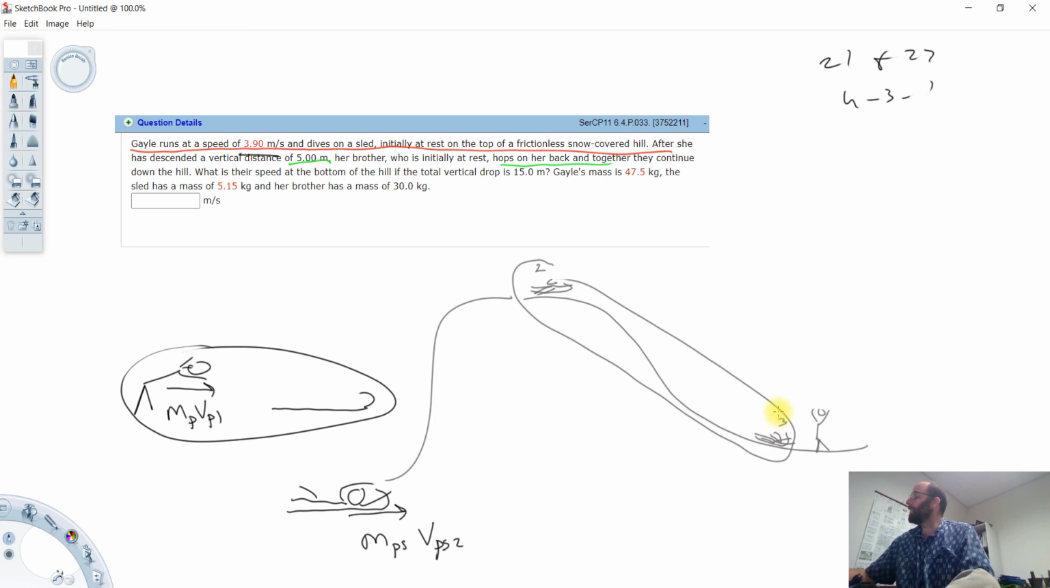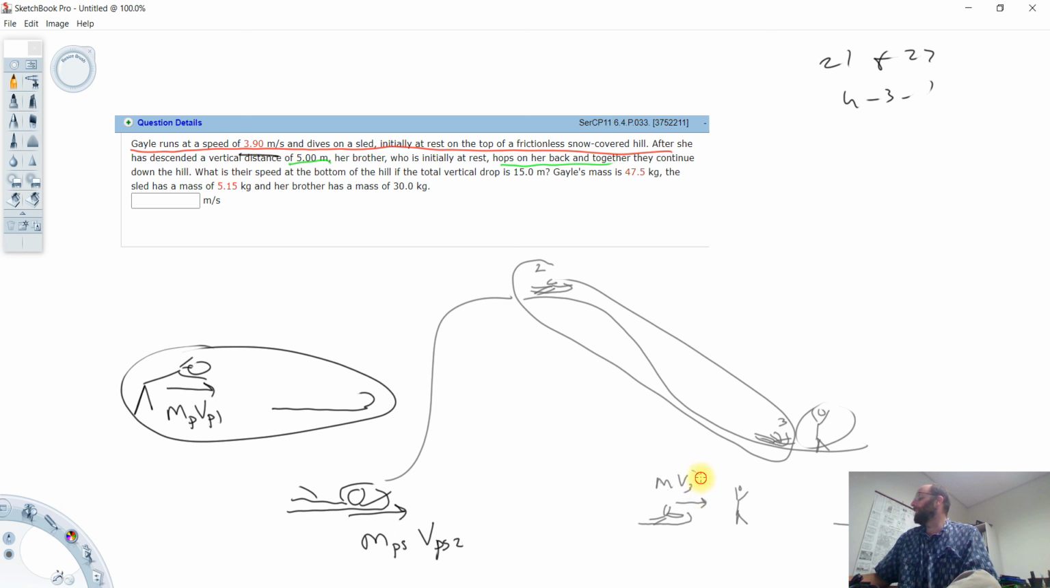And then when this person jumps on, here's a picture of the sled, and it's got somebody on it. Moving to the right, we'll just put MV3. This M is sled and person together. This person doesn't have a momentum. I'll put them in the picture though. Then both people are on the sled and it's moving. So I'm going to call this capital MV4 or something like that.